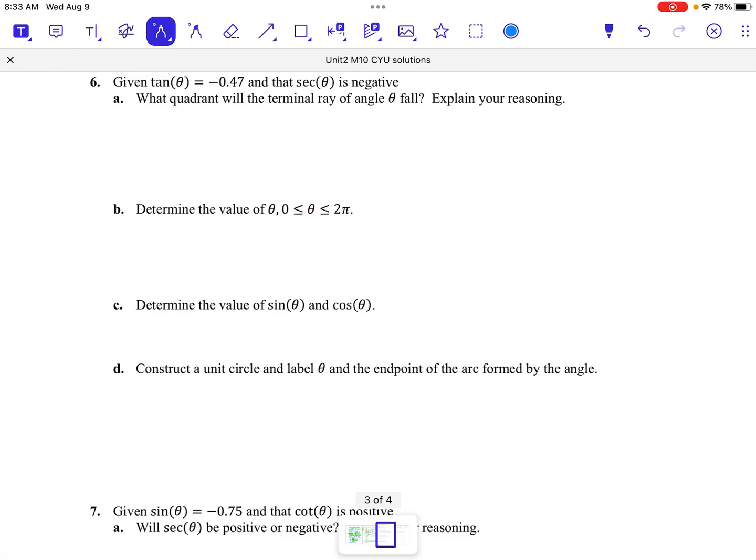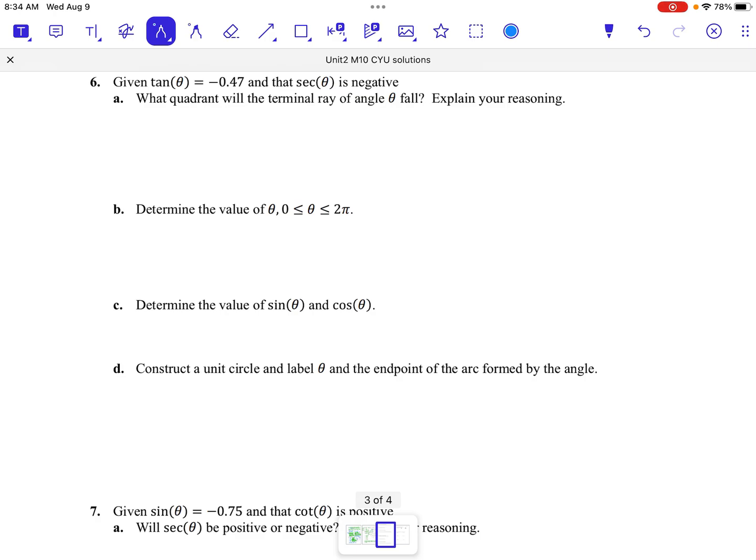Number 6 from our module 10 CYU says, given tangent of theta is equal to negative 0.47 and that secant is negative, we're going to answer a few questions about this particular situation. So the first question is just the angle theta, its terminal ray, what quadrant would it fall into? And we've done a few questions like this.